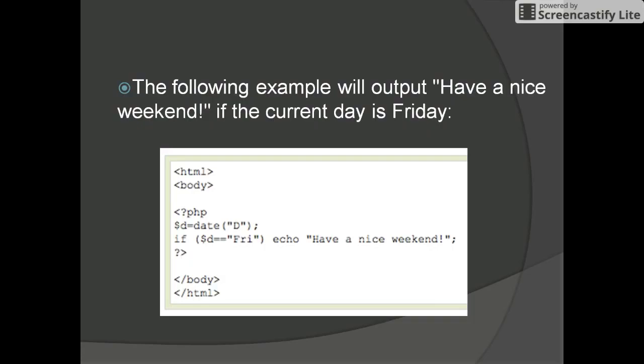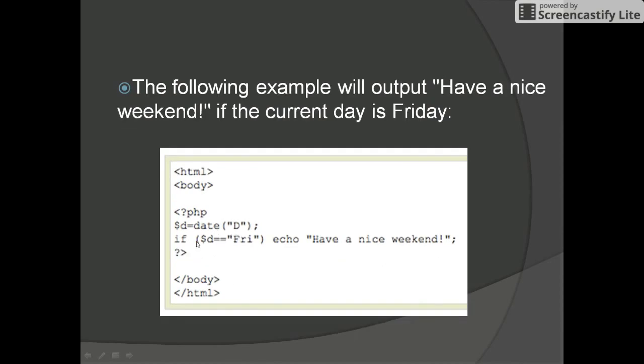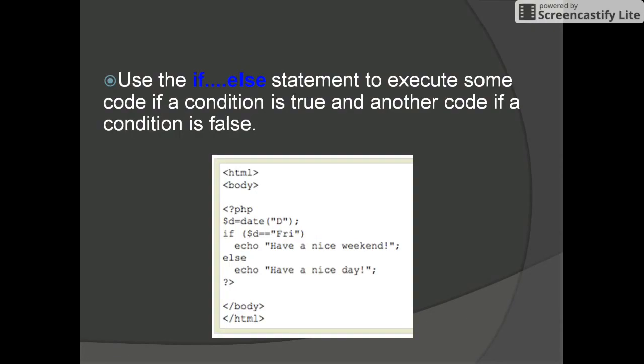For example, if we want to display a certain string, for example, have a nice day, when the day is Friday, only on Friday, we can assign a value to a variable. We can take input from the user. If the day is Friday, write in this form of a statement: if, bracket, the value of d equals Friday, then print have a nice weekend. If it is not, nothing is displayed in this code.